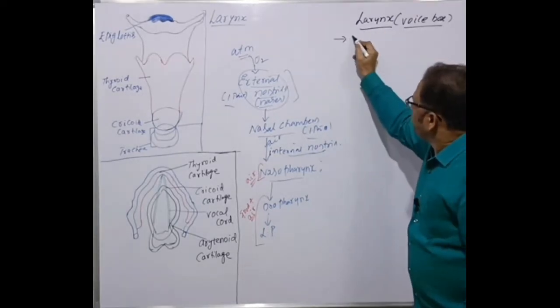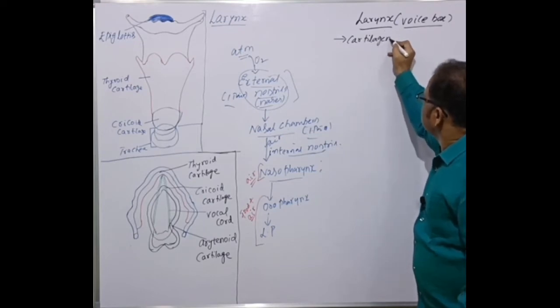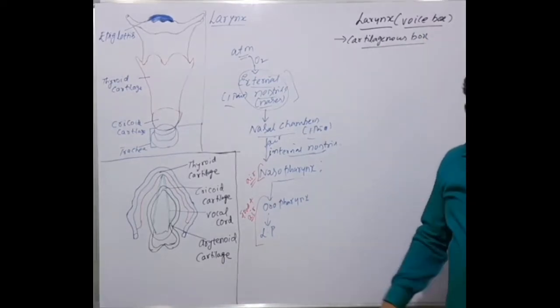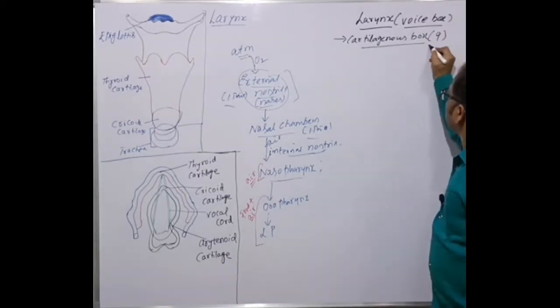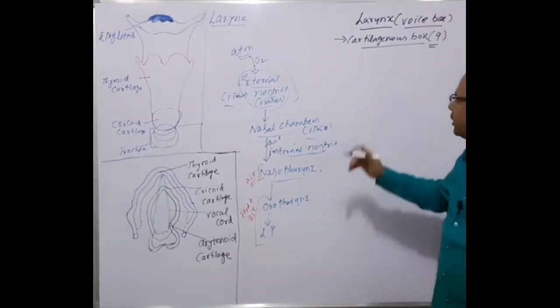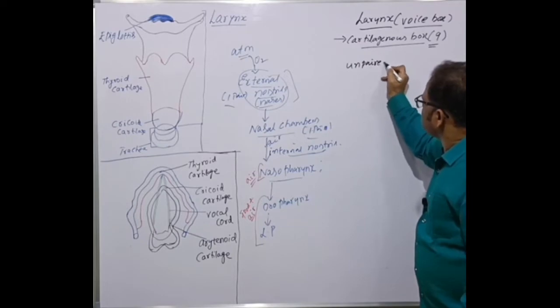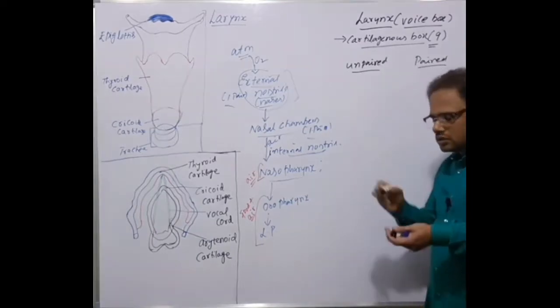And it is also a cartilaginous box. Why is it called a cartilaginous box? Because it is made of 9 cartilages. So some are unpaired cartilages and some are paired cartilages. What are these? Let's discuss now.